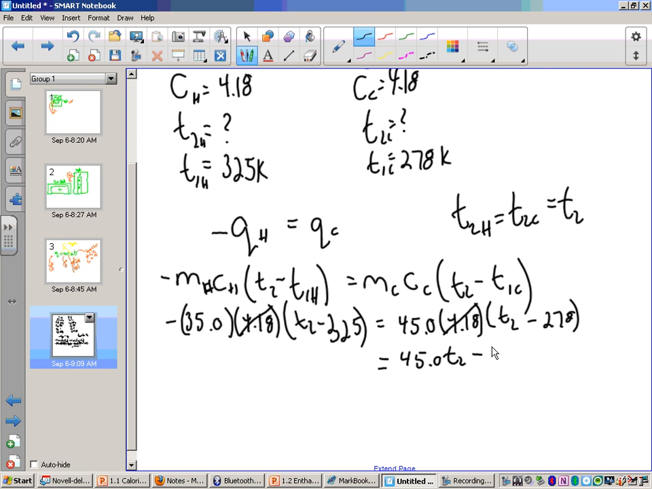Someone going to share that with me? 45 times 278? No? All right. Yeah, what do you got? And on this side, you could bring the negative in. Sure you could. So it would be negative 35 T2, negative 35 T2. And then negative times negative would make it plus. So what's that 35 times 325?